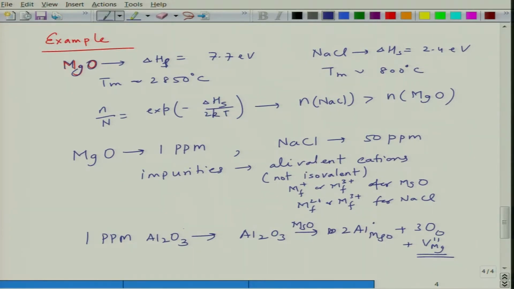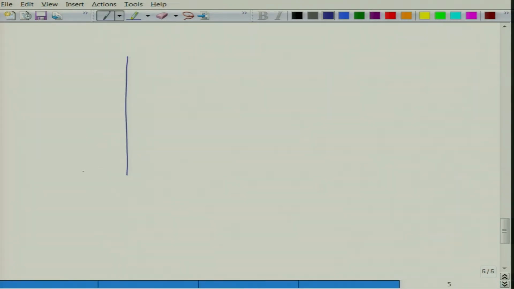So, we create this vacancy of magnesium. You can see that 1 mole of Al2O3 creates 1 mole of vacancies. So, if you have 1 ppm of Al2O3 present, it means you will have 1 ppm of vacancies, and this 1 ppm is a very large number, it is 10 to the power minus 6. So, basically we are saying n by N is equal to 10 to the power minus 6. When you plot the impurity concentration as a function of temperature, we will have to plot in this fashion. Let us say this is log of n.